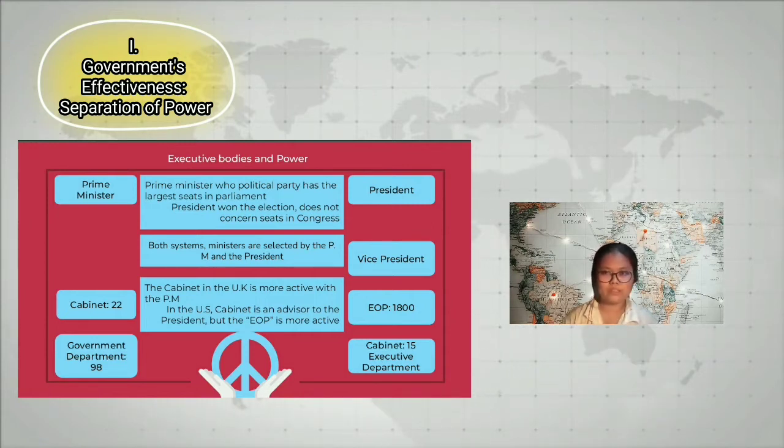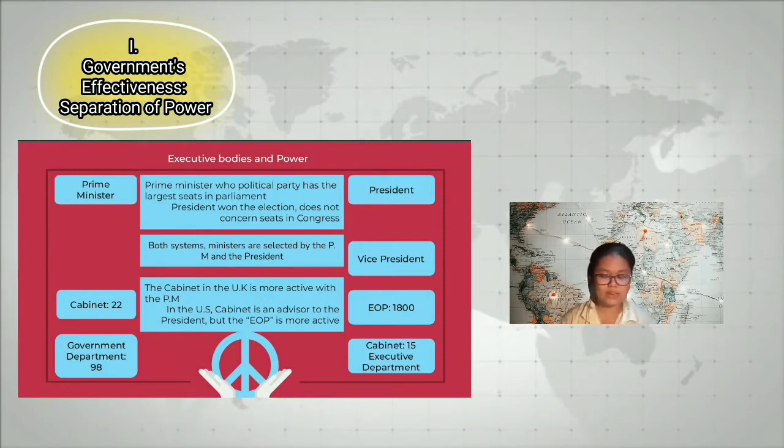the executive office of the president is more active because they assist the president with day-to-day work, to sign or veto bills, or sign treaties, or ask for clarification of existing law.